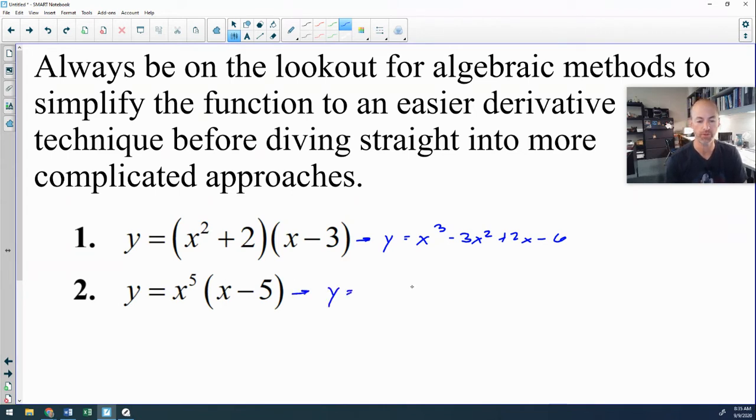You can easily distribute that x to the fifth and rewrite the function x to the 6th minus 5x to the 5th. And once again, we have reduced the problem to a power rule versus a product rule. So just because you see a product, always stop and think for a second. Can you clean it up into something simpler to make the calculus nicer for you?